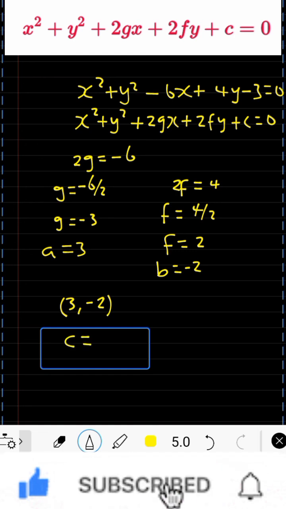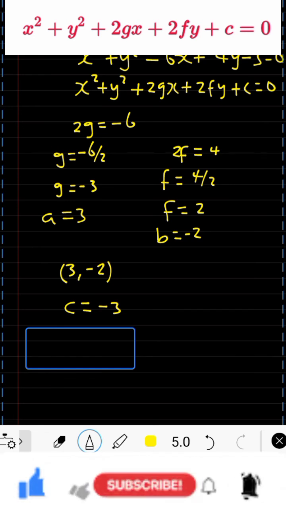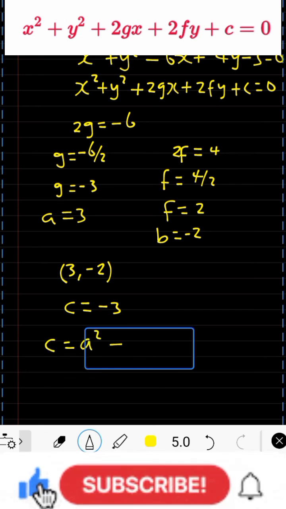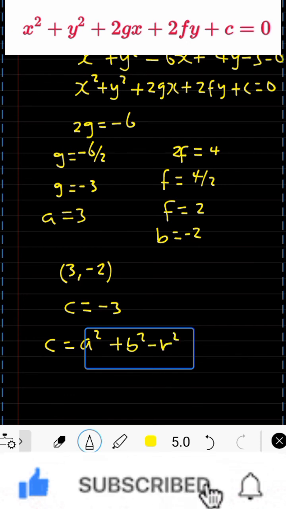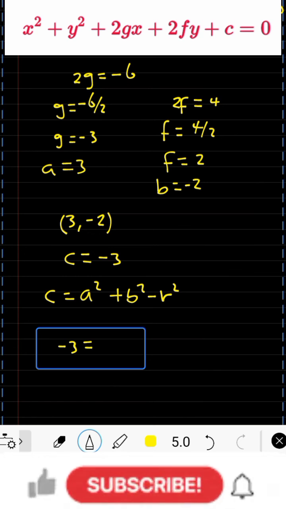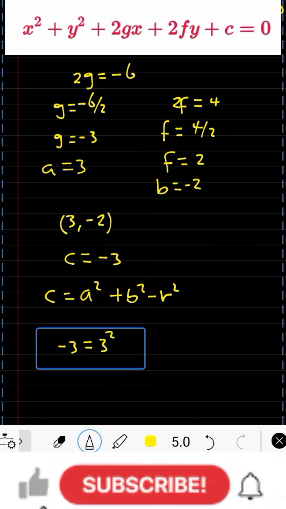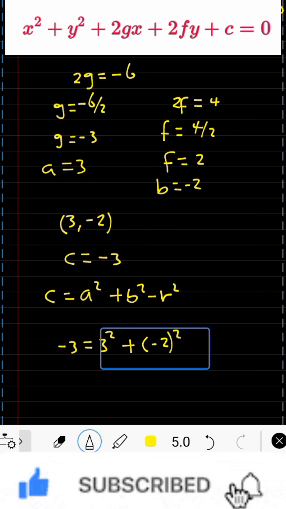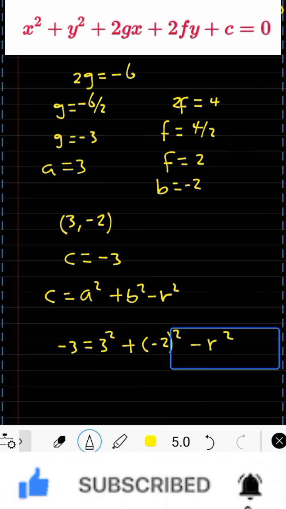Now we want to get the value of r. Let's compare the two equations. Also, c is equal to minus 3. And then we have this formula: c is equal to a squared plus b squared minus r squared. So let's substitute in this equation. We have minus 3 is equal to, what is a? a is 3, 3 squared. Then plus, what is my b? My b is minus 2, squared, then minus r squared.